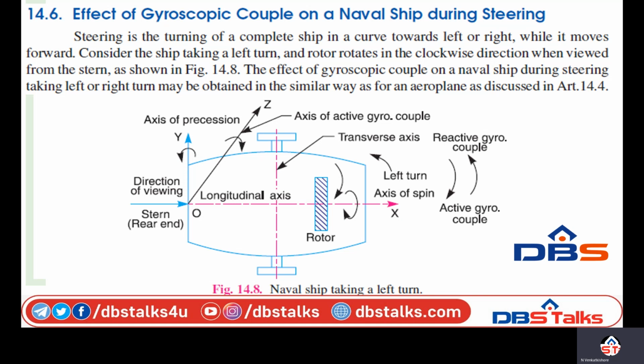So when the rotor rotates in clockwise direction when viewed from the bow or fore end and the ship is steering to the left, then the effect of reactive gyroscopic couple will be to raise the stern and lower the bow. And when the ship is steering to the right under similar condition, then the effect of reactive gyroscopic couple will be to raise the bow and lower the stern.